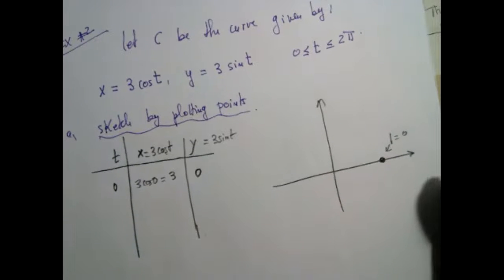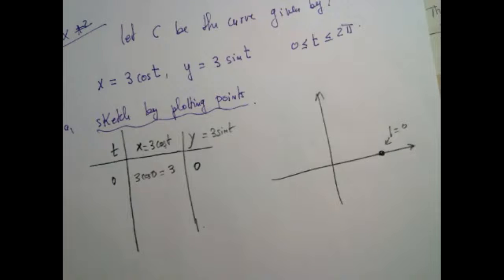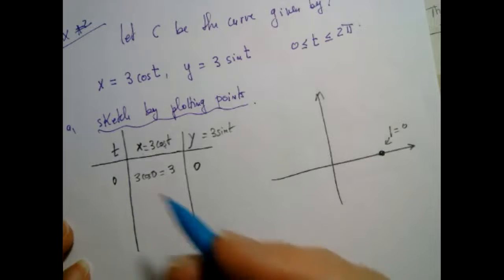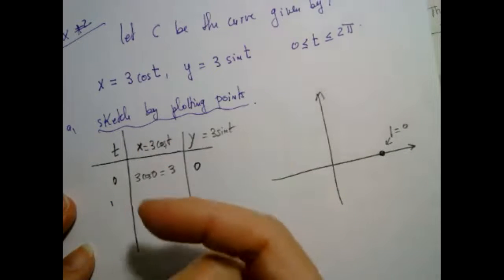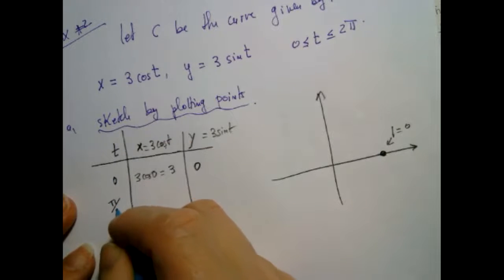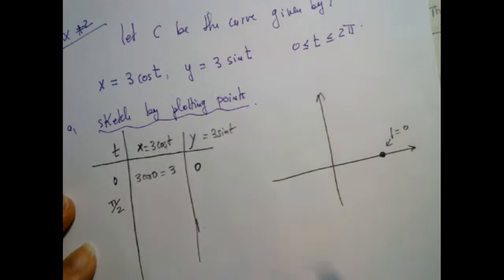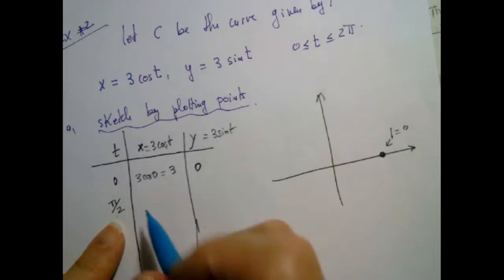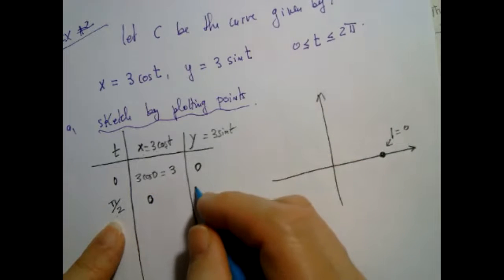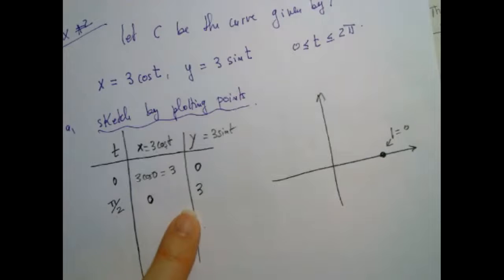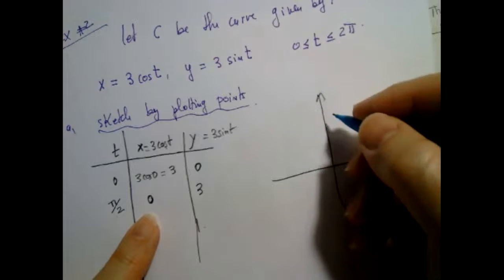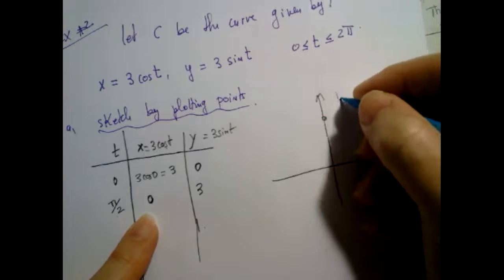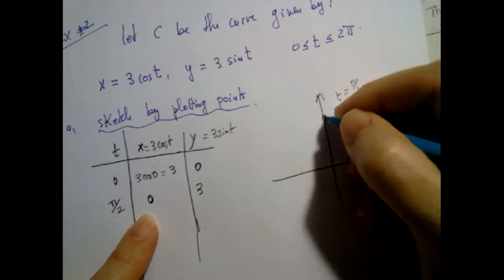Now, since we're dealing with cosine and sine, we want to take nice values for t. So I'm not going to take t equal to 1. That's kind of ridiculous. We're going to take nice values of t because I'm dealing with sine and cosine. So I'm going to take t equal pi over 2, because those are the ones we know well. At pi over 2, x is 3 cosine pi over 2, which is 0, and y is 3 sine pi over 2, which is equal to 3. So if t is pi over 2, x is 0, and y is 3. So this is my 3 right here. This is t equal pi over 2, I am here.